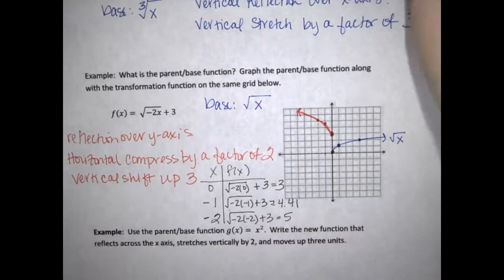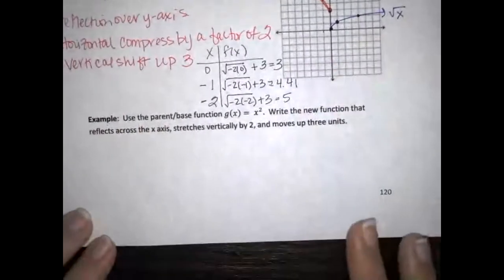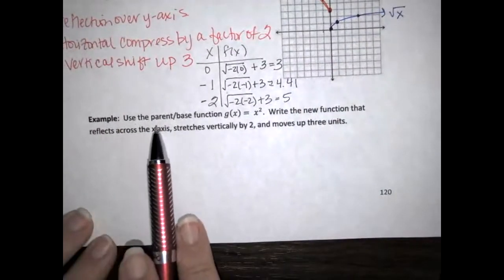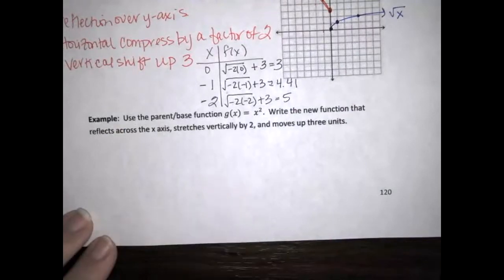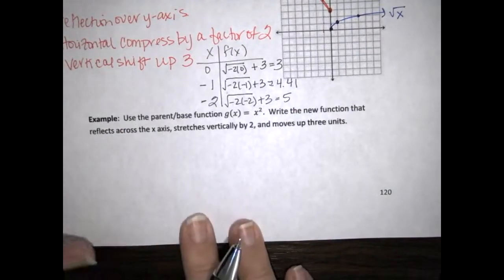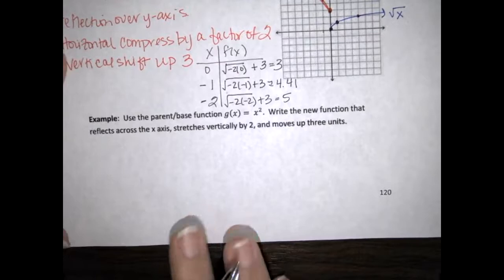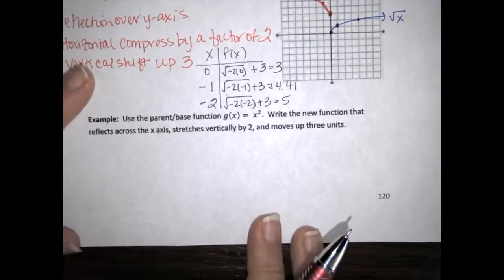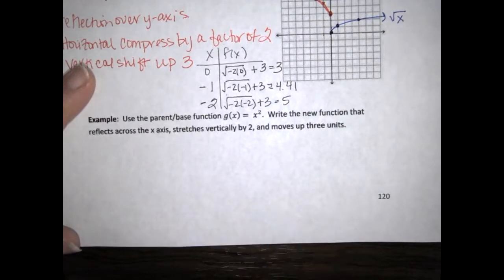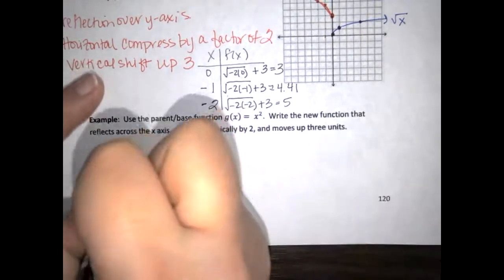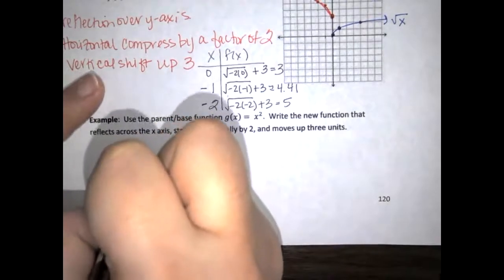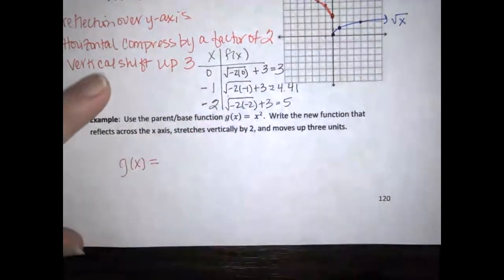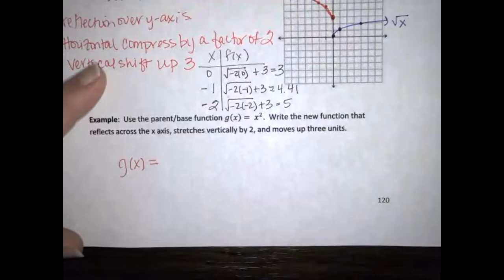Okay. Now the last thing that you're going to have to look at is use the parent-based function given to write a new function that does the following. So we're going to reflect across the x-axis, we're going to stretch vertically by a factor of 2, and then we're going to move up 3 units. So we're going to have a g of x where we have to do all of those to x squared.